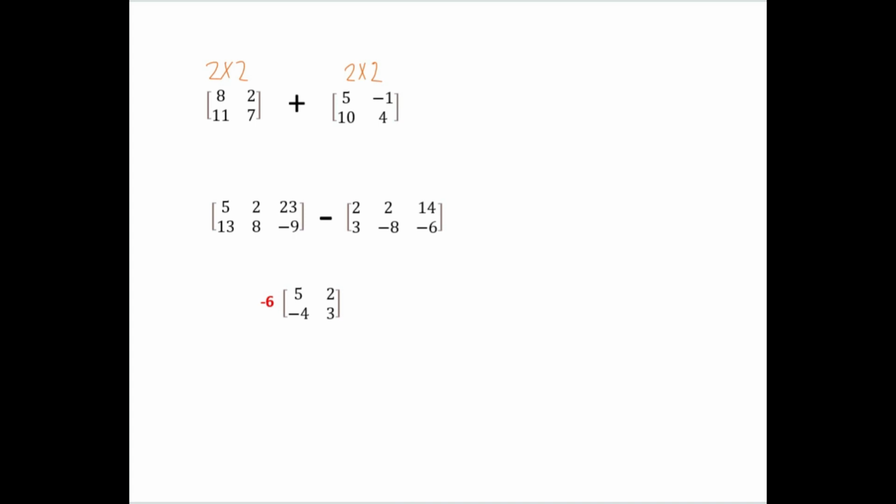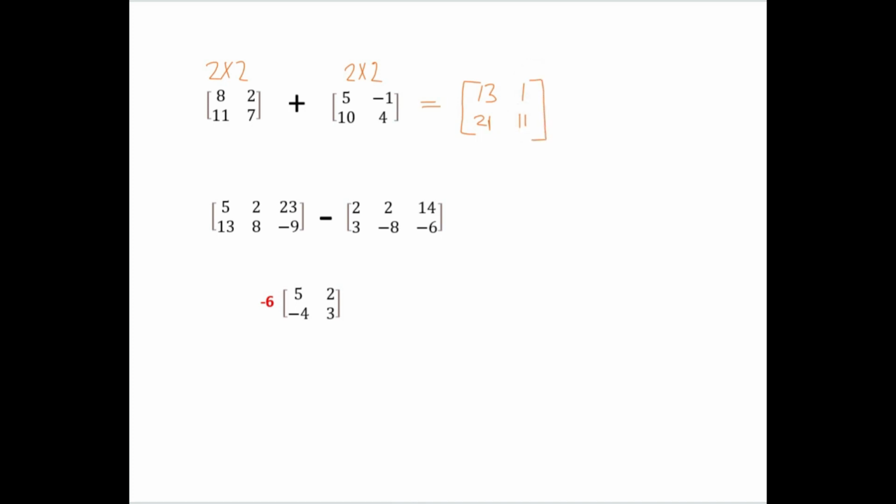So here we just go to our first 1 by 1 spot in both, and we add them. So 8 plus 5 is 13. So that'll go here. 2 plus -1 equals 1. That would go in that position, row 1, column 2. Then we go down to our second row. 11 plus 10 is 21, and 7 plus 4 is 11. So that's how we would add.